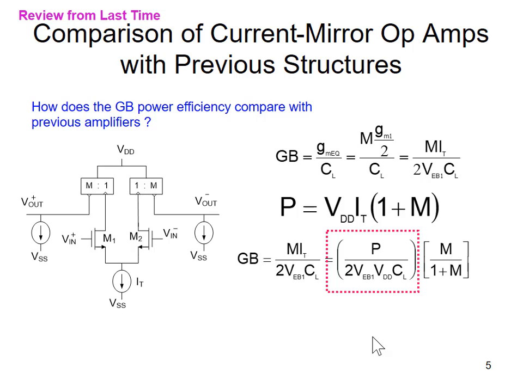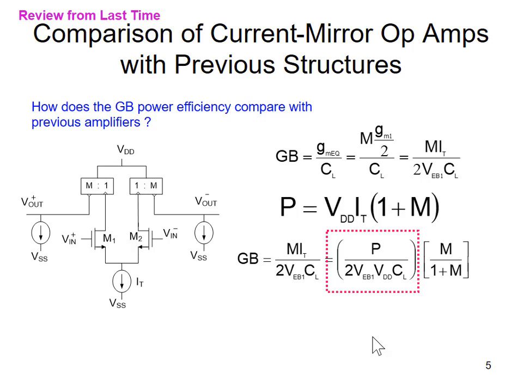This was the expression that we had previously. It was this term here, and this is multiplied by M over 1 plus M. If M is around 1, so the mirror gain is 1, it costs us twice as much power with this amplifier as it does with the reference amplifier. Okay? So that was a little bit disappointing.